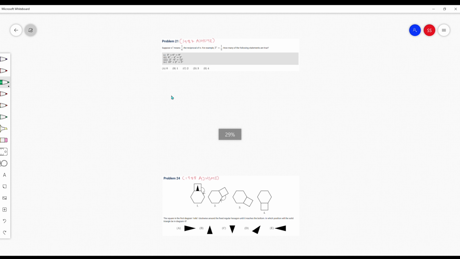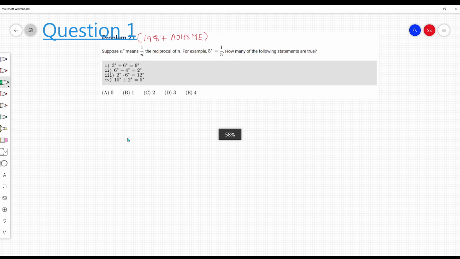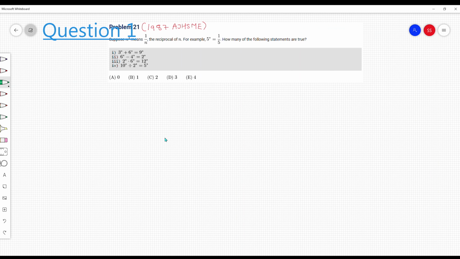So let's start off with the first one. This first problem states that suppose n star means 1 by n, the reciprocal of n. For example, 5 star is equal to 1 by 5. How many of the following statements are true? From these four statements, we have to decide how many of them are true and then put an answer according to that. So let's start working out the first statement.